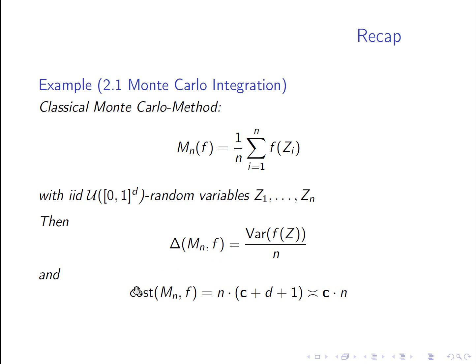And we also computed the cost of this method. So the cost is n times c, where c was the cost of the evaluation of f, plus n times d. n times d is the cost of all the random numbers we need. So Z_1 to Z_n are n random variables, but they are d-dimensional, thus n times d. And then we have plus n, that's n minus 1 additions and 1 division. So that's the cost.